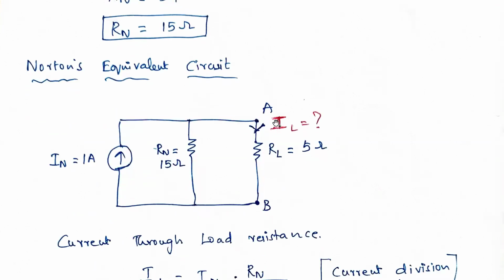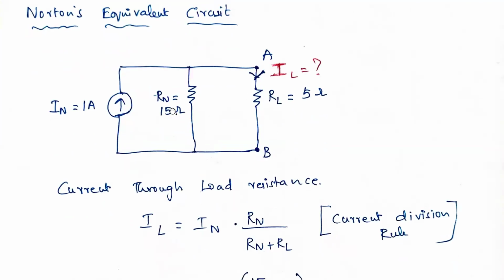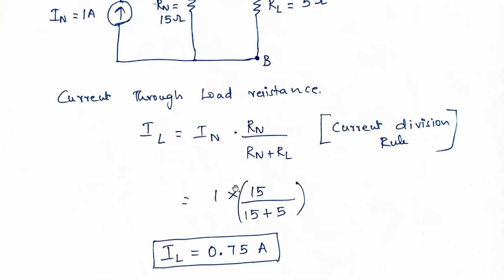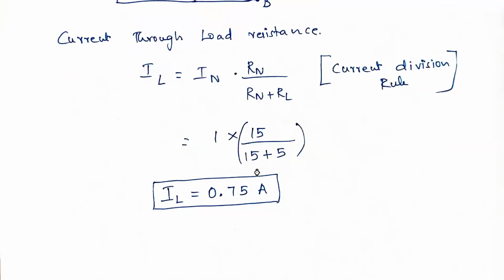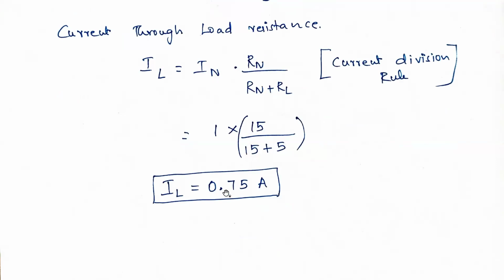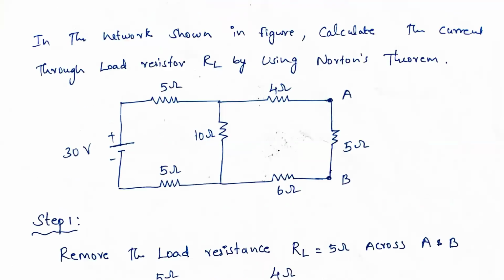Now we need to find out what is the IL over this particular point. That is the question. So current through the load resistance IL is nothing but opposite resistance 15, divided by total resistance 15 plus 5, into the current flowing in this particular loop. That is Rn divided by Rn plus RL, into IN, by the current division rule. So IN is 1 ampere, and Rn is 15, divided by 15 plus 5, that is 20. If you simplify this, we get the load current as 0.75 amperes. So this is the answer for this particular question shown in the figure. They asked what is the load current across the particular load resistance, and that we found out by using the Norton's theorem.